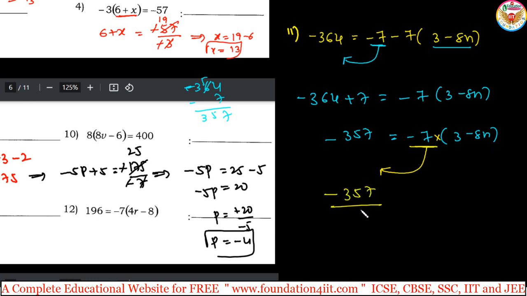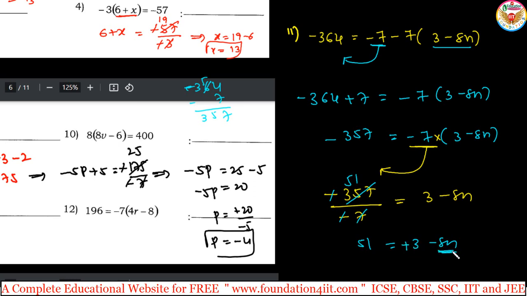Minus 357 divided by minus 7 is equal to 3 minus 8n. Minus divided by minus is plus, and 7 times 51 is 357. Finally, 51 is equal to 3 minus 8n. Now, 8n is subtracting from 3, so plus 3 it is, but this is minus 8n.